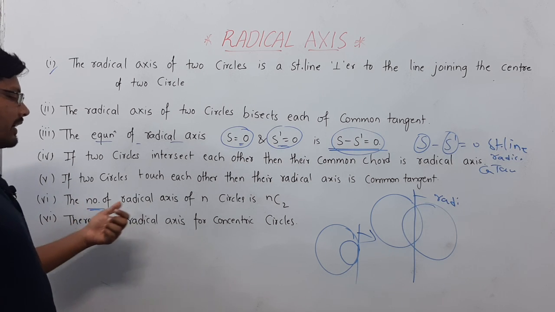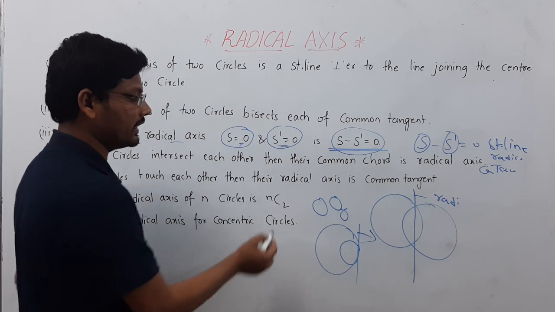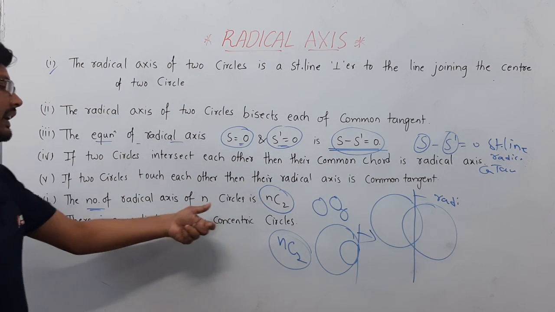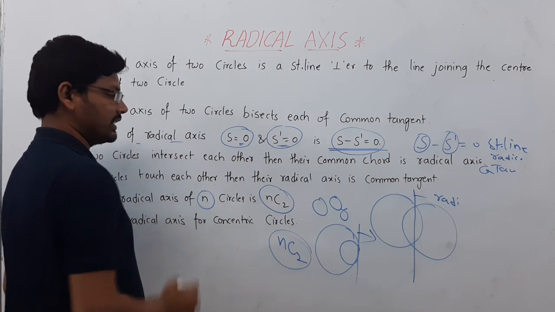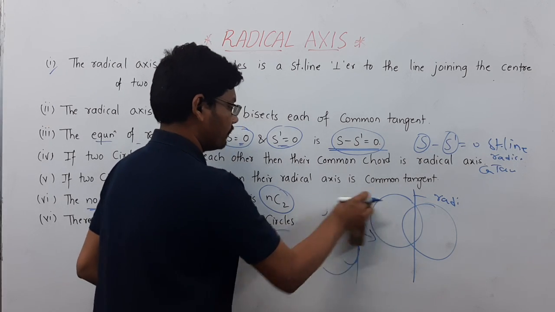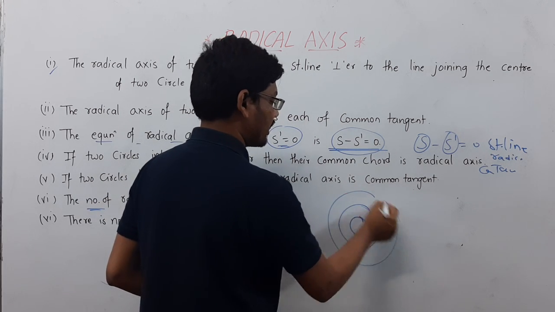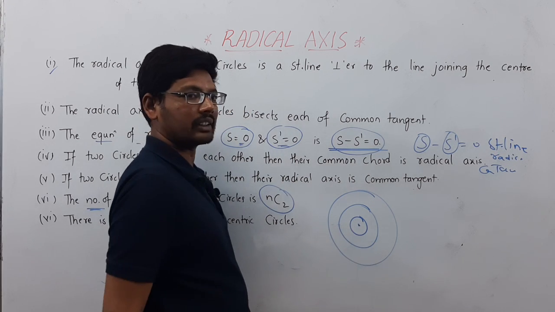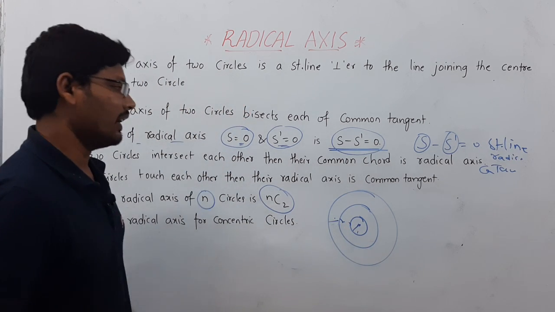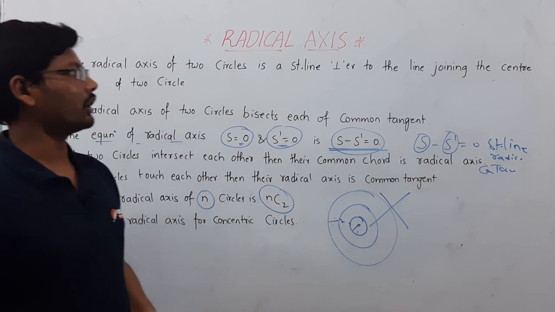And this is an important one: the number of radical axes for n number of circles is nC2. This is a combination for radical axes. nC2 gives the number of radical axes for n circles. This is the important point here. And there is no radical axis for concentric circles. For example, I am drawing concentric circles here. Concentric circles are circles having only one common center for all the circles, but different radii. For those concentric circles, there is no radical axis. This is all about the radical axis.